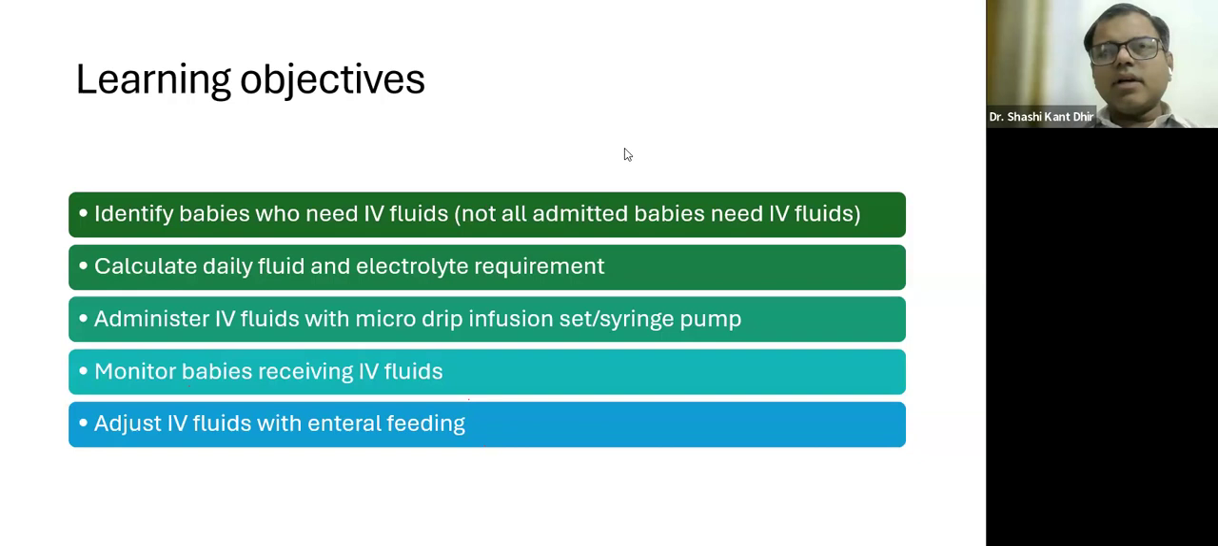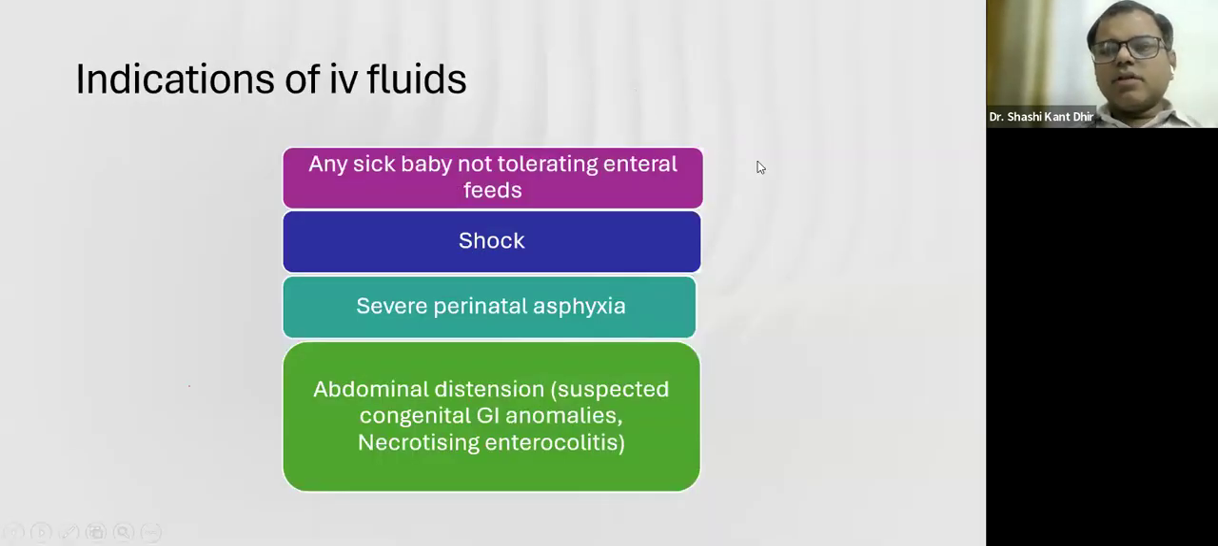So not only the critically sick, we do not have to wait till the baby becomes critical. We have to catch the baby before that, and we have to decide that this baby has got poor gut perfusion. So whenever we anticipate that gut perfusion is poor, we have to start the IV fluids, right? So let me give an example. Any sick baby who is not expected to tolerate the enteral feed should be started on IV fluids, right?